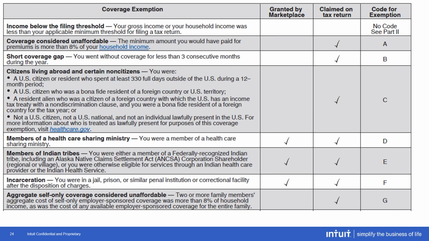And then if we pan over to the right, there's a check mark if these exemptions can be granted by the marketplace. The next column, whether these exemptions can be claimed on the tax return. If they are claimed on the tax return, then you'll need to issue a code on the 8965, and that's in the last column. And you'll notice on this first sheet, all these exemptions can be claimed on the tax return. The first one, income below the filing threshold, there's actually a space for that on the 8965 instructions.